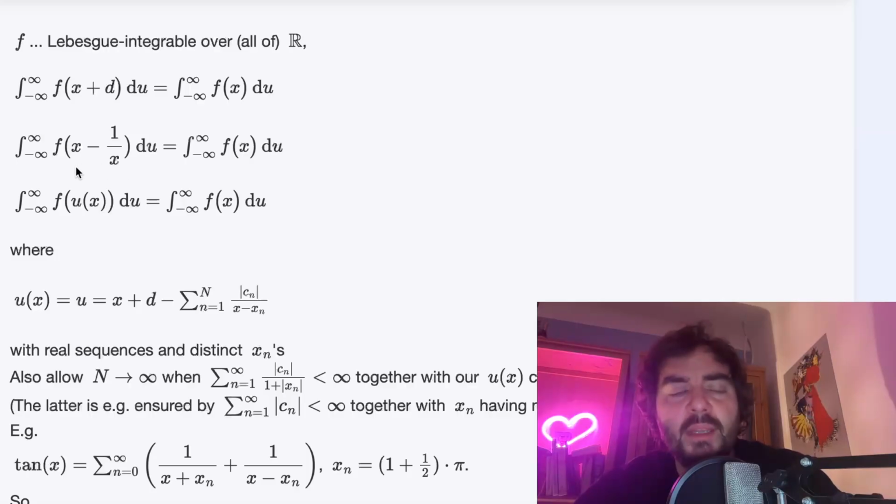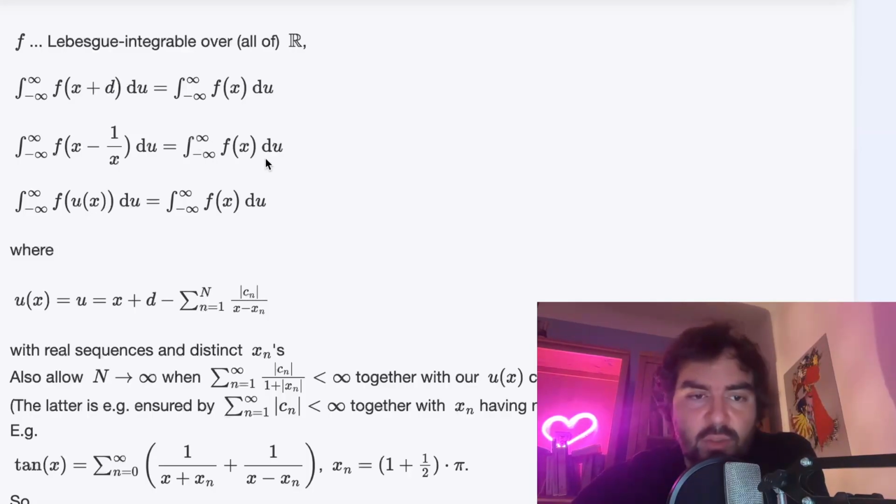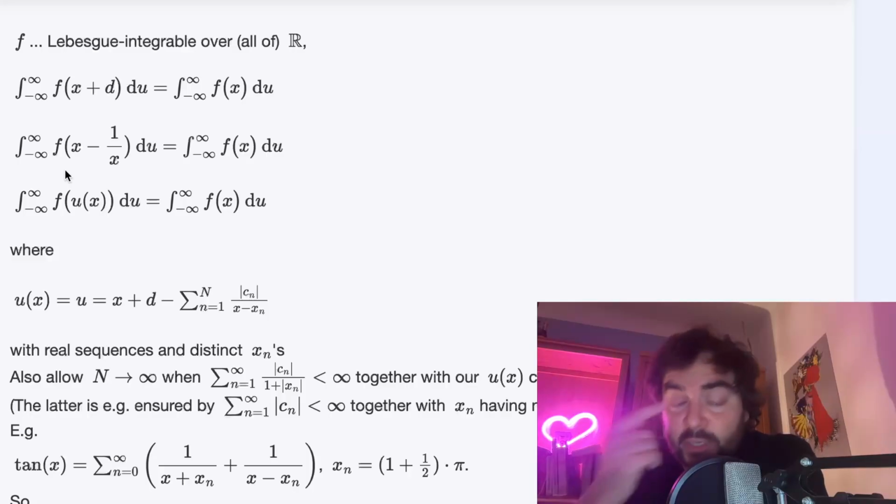So indeed, if you have a function where the integral from minus infinity to infinity is some finite value, then it will also be the same finite value if you do this dangerous looking transformation, right? We do not just shift by a constant, but we actually have a non-linearity in there, and the non-linearity even has a pole. And the claim is that the outcome is the same.